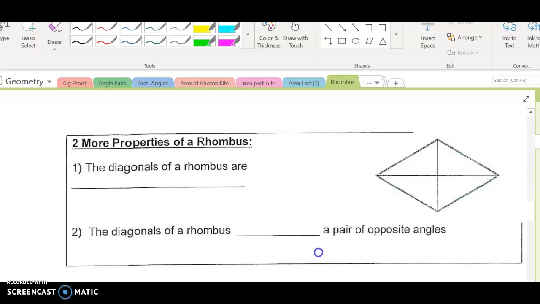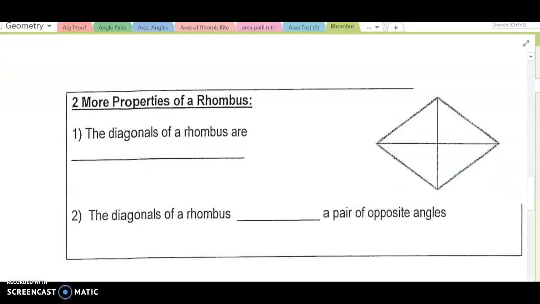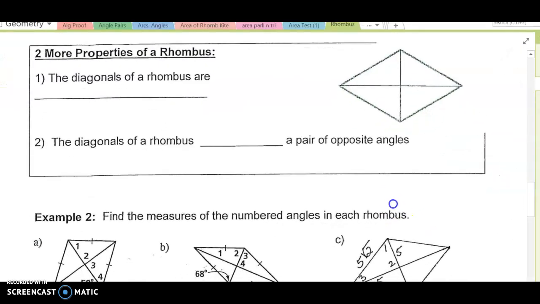This is on the back side of the note packet, and we have two more properties of a rhombus. One is the diagonals of a rhombus are perpendicular. They cross at 90-degree angles, right? So this is 90 degrees right here, 90 degrees here, 90 degrees here, and 90 degrees here. And then the other thing is that the diagonals of a rhombus bisect a pair of opposite angles.